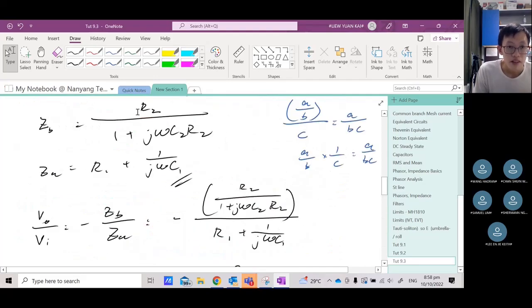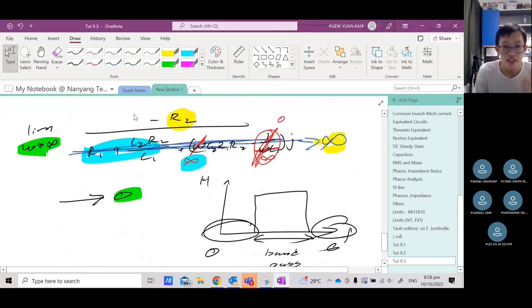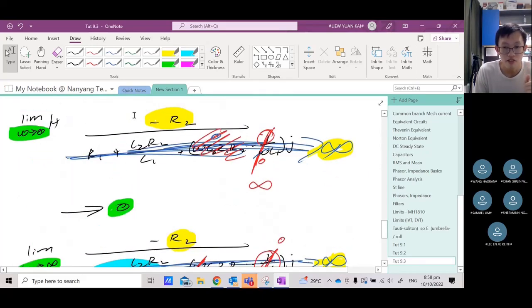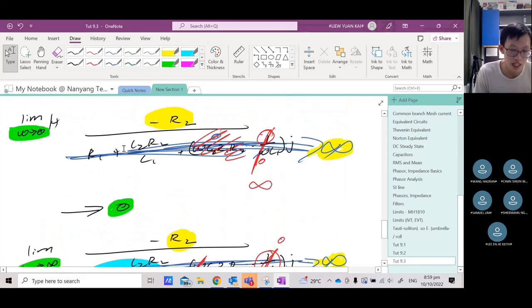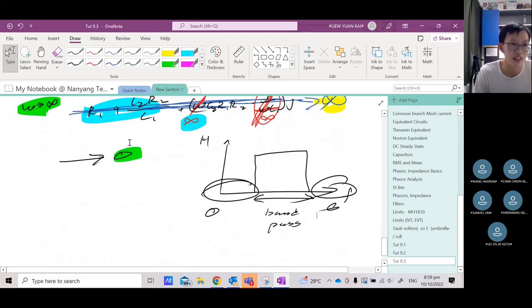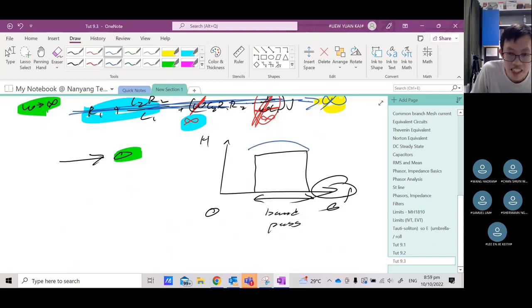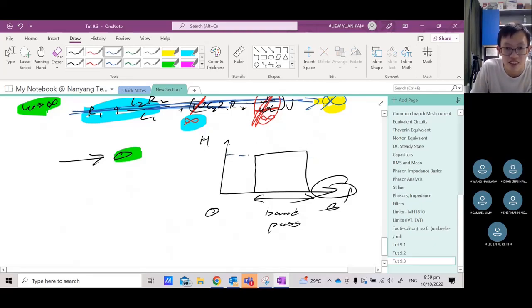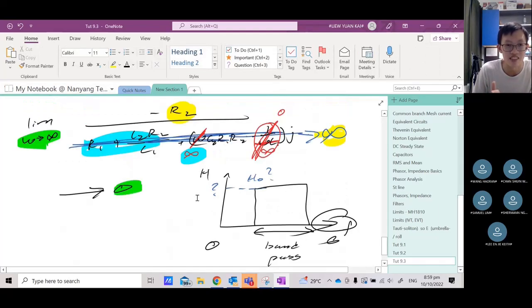Now, what did the question ask for us? Determine the band pass gain. In the low and high pass filter, the non-zero limit will give us the maximum gain, correct? But how do we get it in the band pass filter? How do we find exactly the value of this height? That's what the question is trying to ask. What is the band pass gain, which is the maximum gain? We don't know. Normally, when we did the low pass filter and the high pass filter, the non-zero limit will give us the answer, correct?